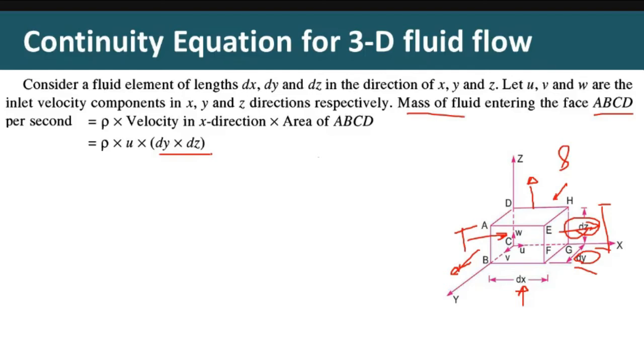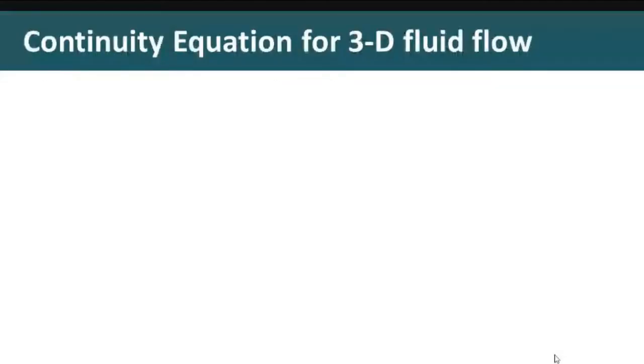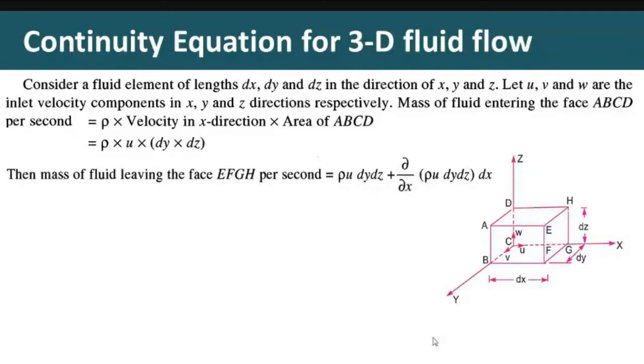Similarly, the mass of fluid leaving the system. Now we know our law of conservation of mass. The law of conservation of mass is: mass flow rate outlet minus mass flow rate inlet should be equal to the rate of change of mass, dm by dt.